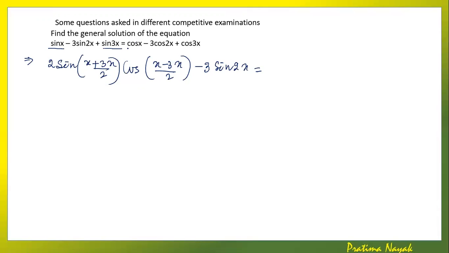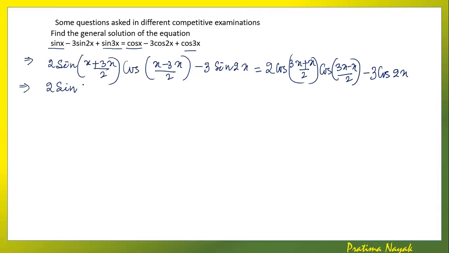In the same way, in the right side, I'll take the bigger one and the smaller one. So it will be the formula for cos a plus cos b. So this will be 2 cos of 3x plus x by 2 into cos of 3x minus x by 2, minus 3 cos 2x. On the left you'll get 2 sin 2x into cos x minus 3 sin 2x. Here you are getting 2 cos 2x into cos x minus 3 cos 2x.